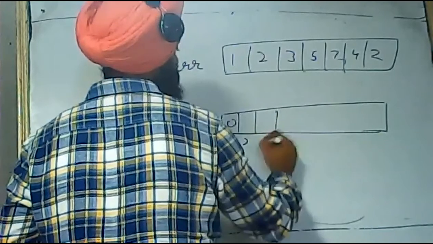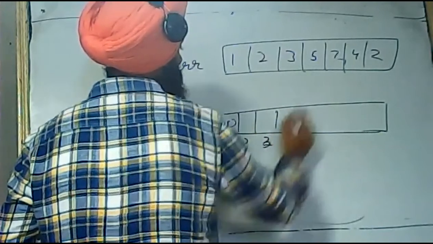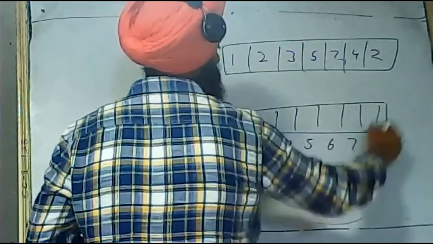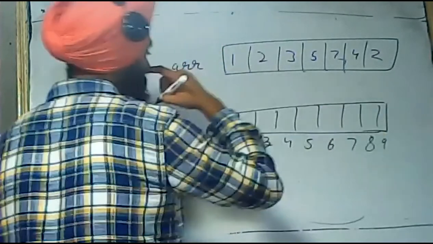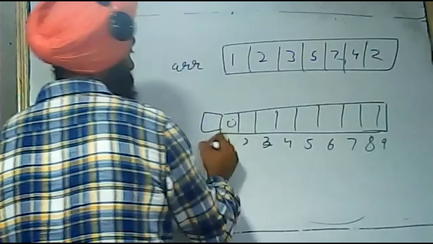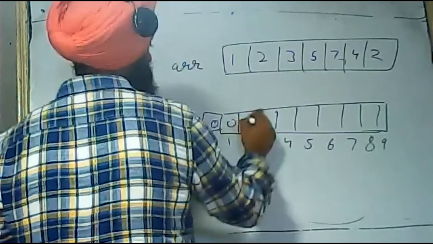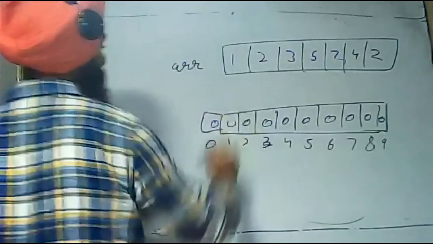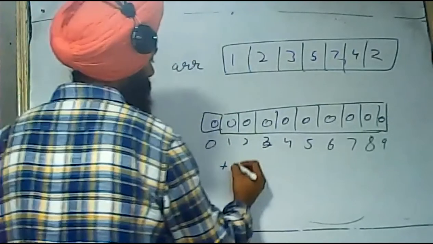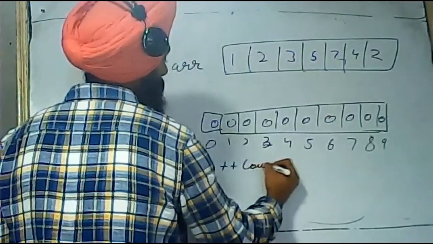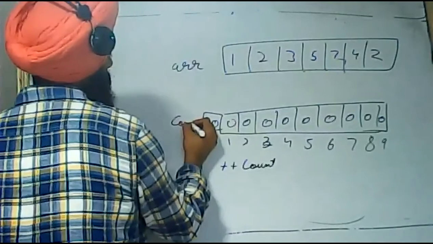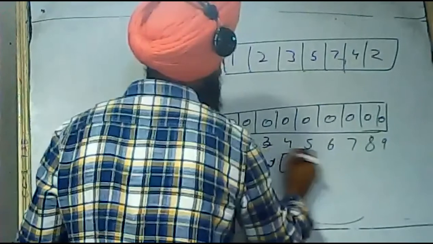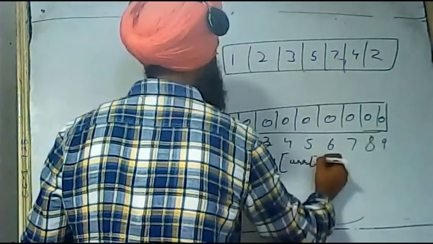1, 2, 3, 4, 5, 6, 7, 8, and 9. And one more element we need, 0. Okay, so all these elements are initially 0. How can we count the frequency? What we are doing here, we are writing count of ARR of I plus plus. Count is the name of this array, and this array's name is ARR.